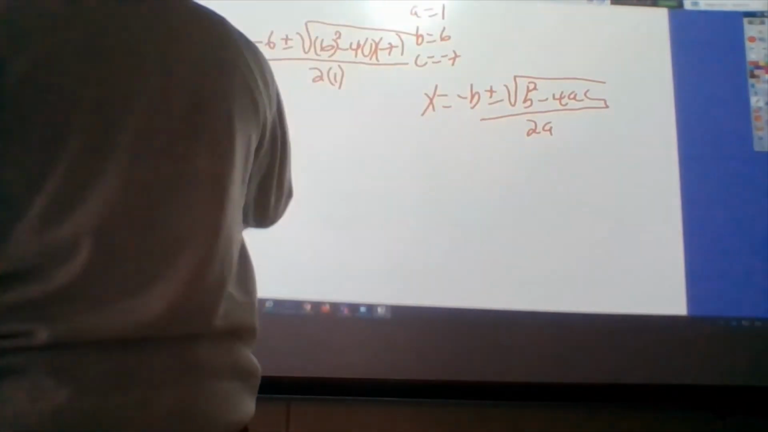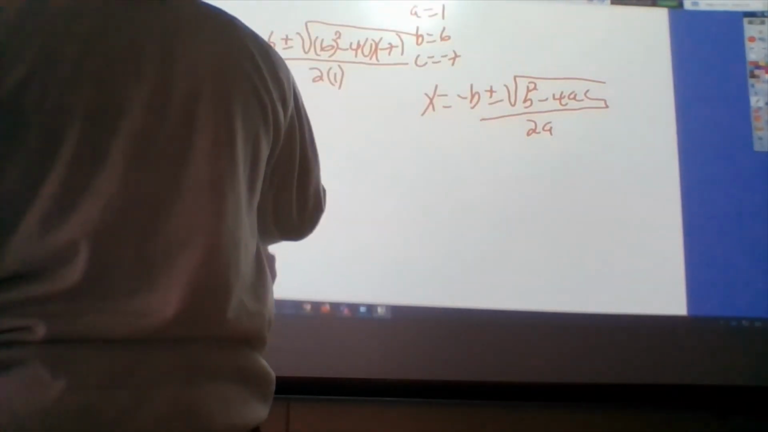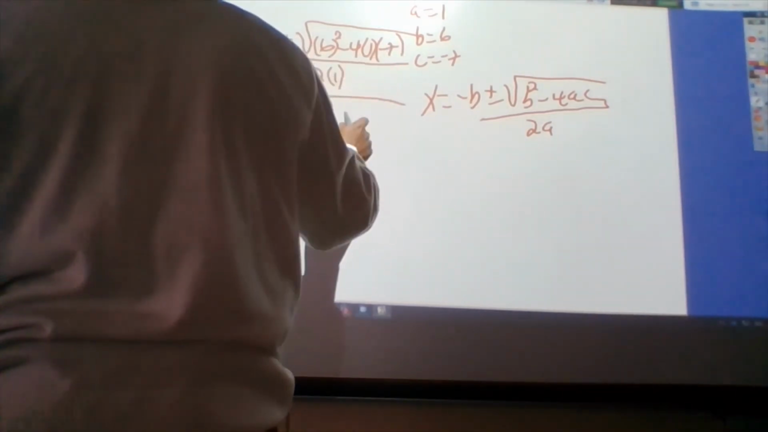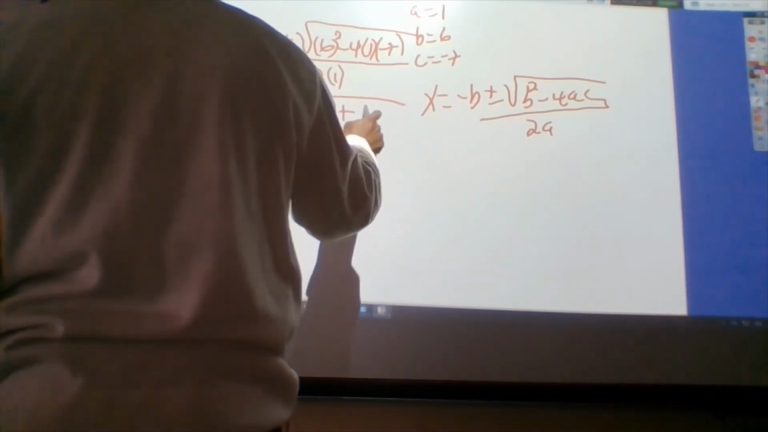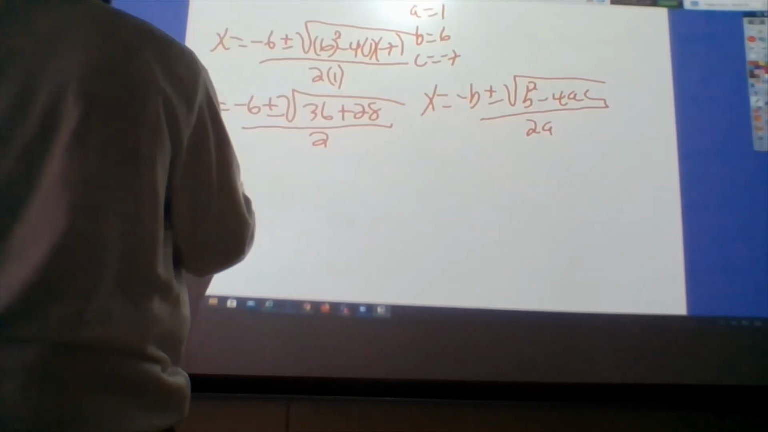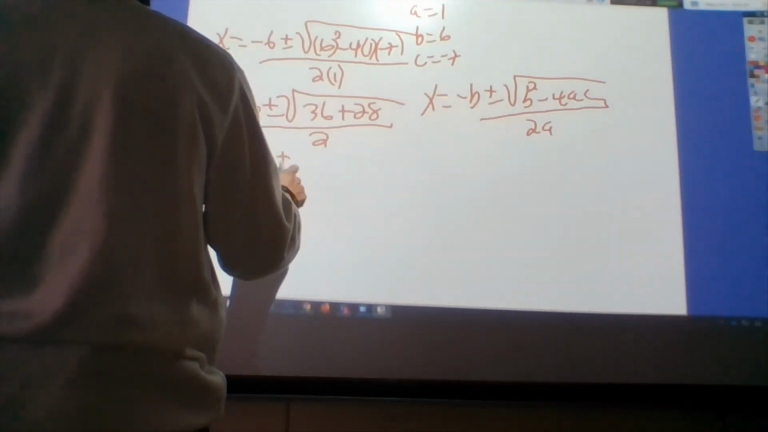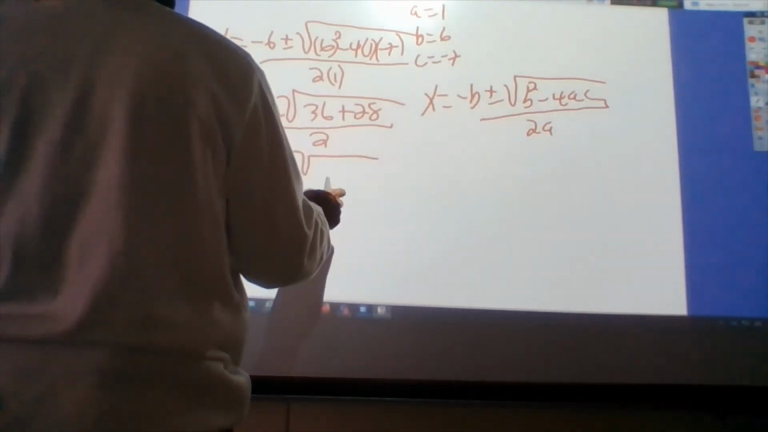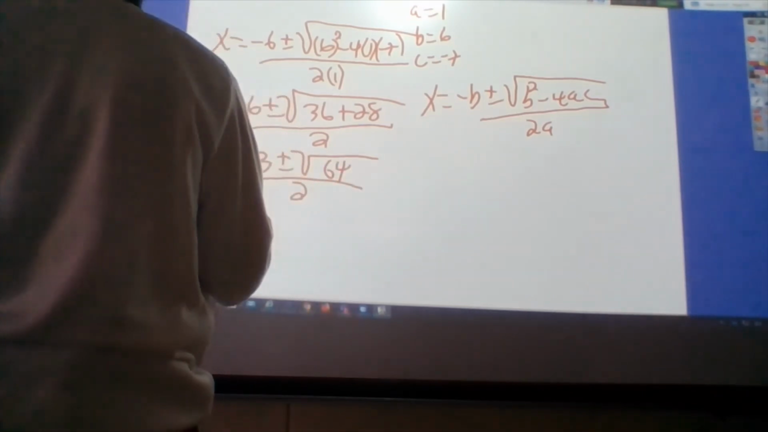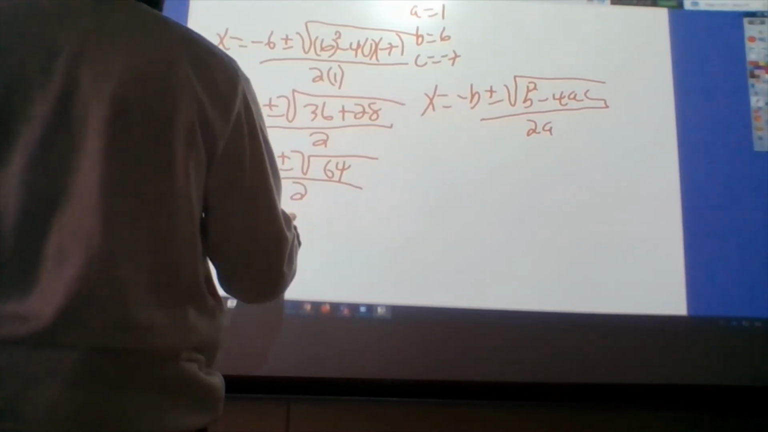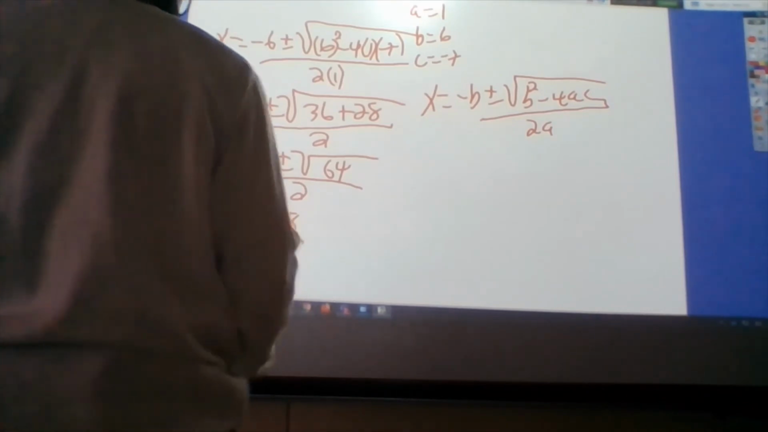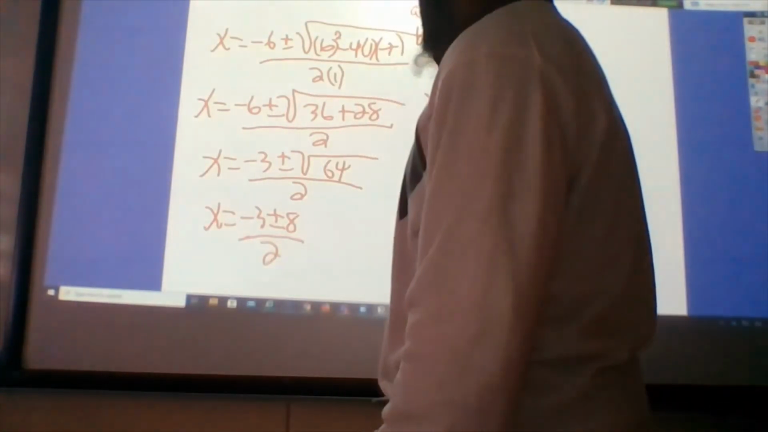Then you'll have x equals minus 6 plus or minus the square root of 6 squared, which is 36. That will be multiplied by negative, that will be positive 28. Everything is over 2. And you'll have x equals minus 6 plus or minus the square root of 36 plus 28, which is 64. Everything is over 2. And you'll have x equals minus 6 plus or minus the square root of 64, which is 8, plus or minus 8. All right.